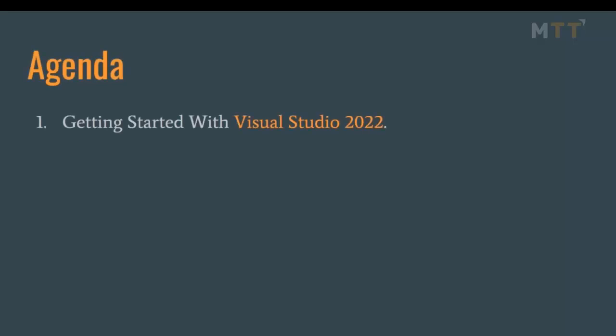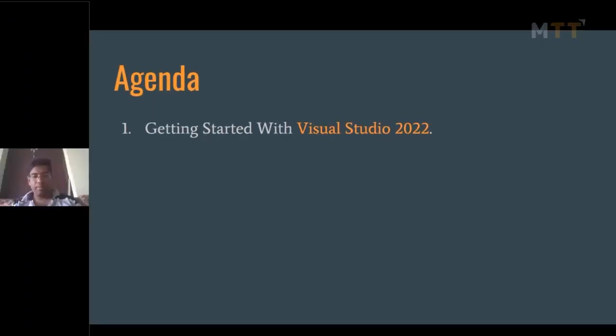Now, the agenda for this is we'll get started with Visual Studio 2022. We are going to work on Visual Studio. We'll use Visual Studio to create a website, to edit a website, to build the website and to work on the website. Visual Studio 2022 Community Edition is free. So you can download it. I'll share the link. You can download it and we will see how to get started with Visual Studio 2022.